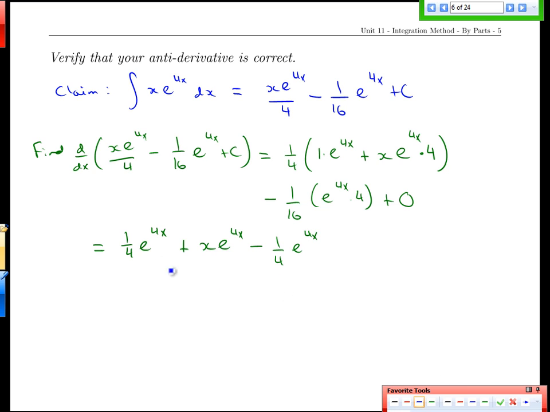And we notice, this is great. That and that are equal but opposite signs, and so we get x e to the 4x. So this complicated expression here, when we differentiate it, comes back and equals our original integrand, and that's how we check any integral. Big check mark there. Integration by parts for this particular example works its way back to being verified. So the antiderivative of x e to the 4x is in fact x e to the 4x over 4 minus 1/16 e to the 4x plus a constant.